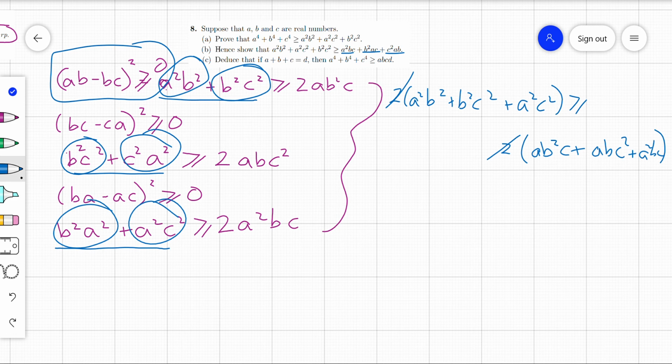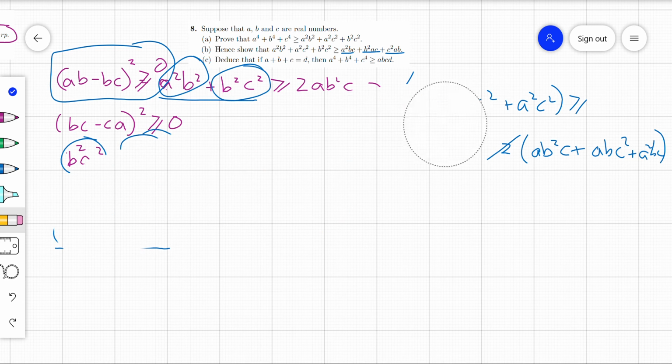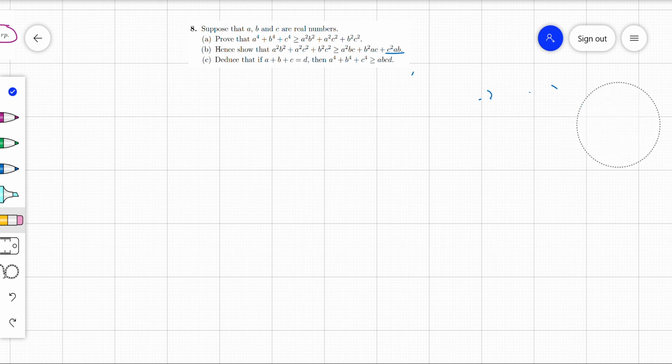So let's have a look at whether we're using our results, which probably we are, to do this. It says deduce that if this, then this. All right. So you may want to start by looking at, because it says A plus B plus C equals D, and the only part that has D in it is over here, this ABCD. So let's just have a look at that for a second.